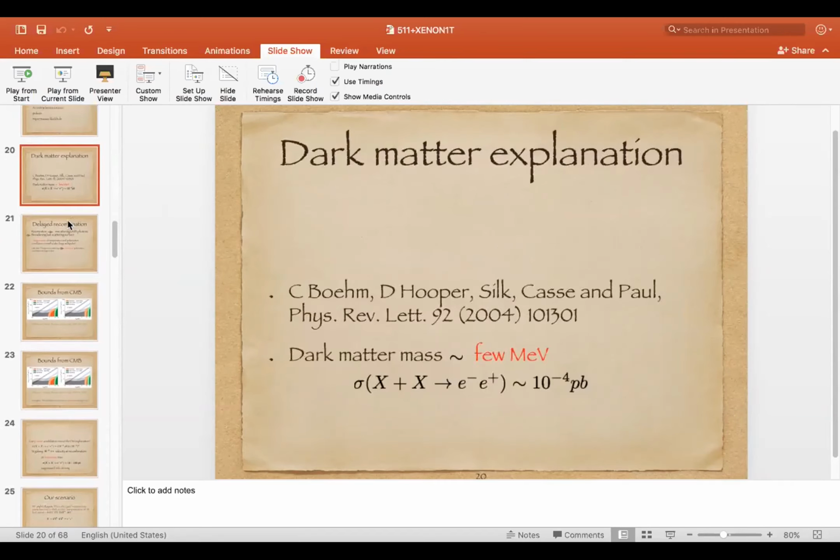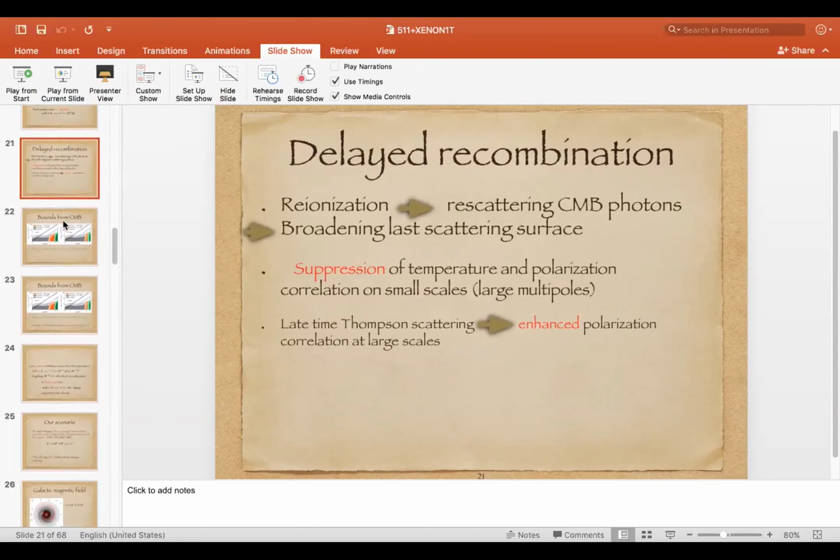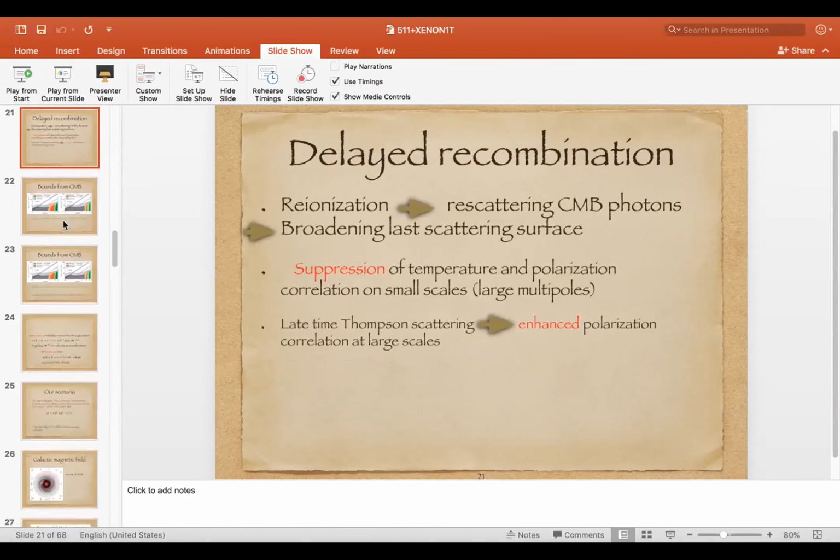In 2004, this group of colleagues introduced a model to explain this 511 keV line by dark matter of mass of a few MeV, which annihilates to electron positron with a cross section of 10^-4 picobarn. But if the annihilation cross section is so large, then it will lead to reionization in the early universe right after recombination, and this will affect the CMB.